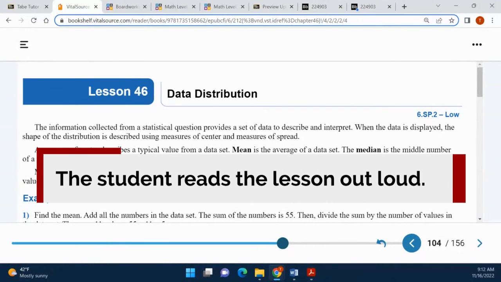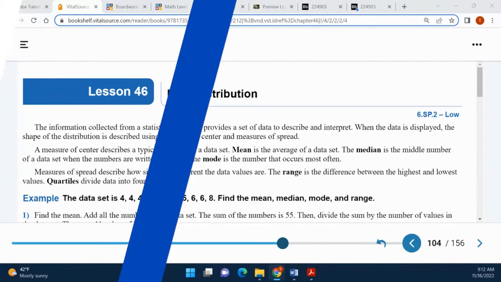Describe and interpret. When the data is displayed, the shape.